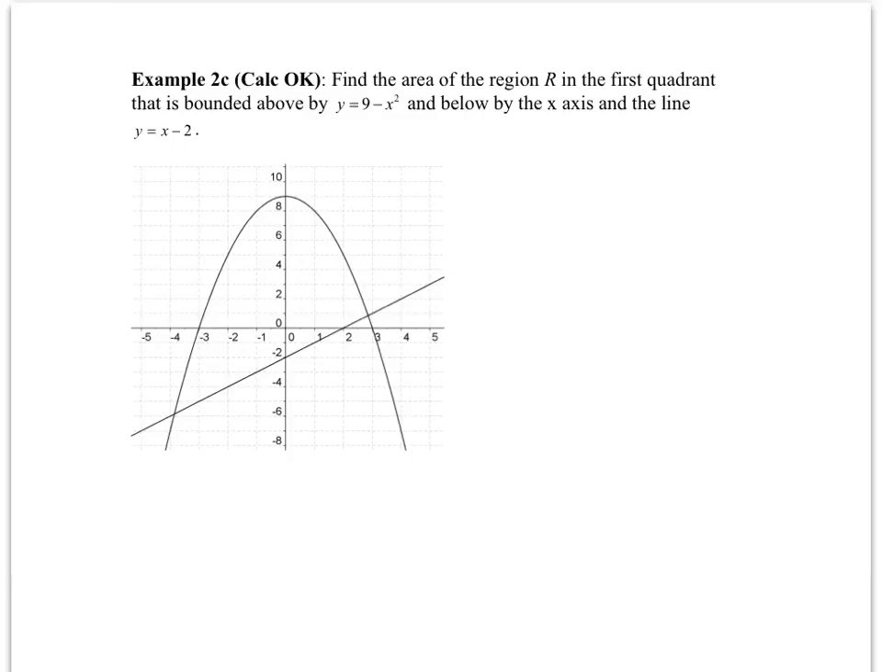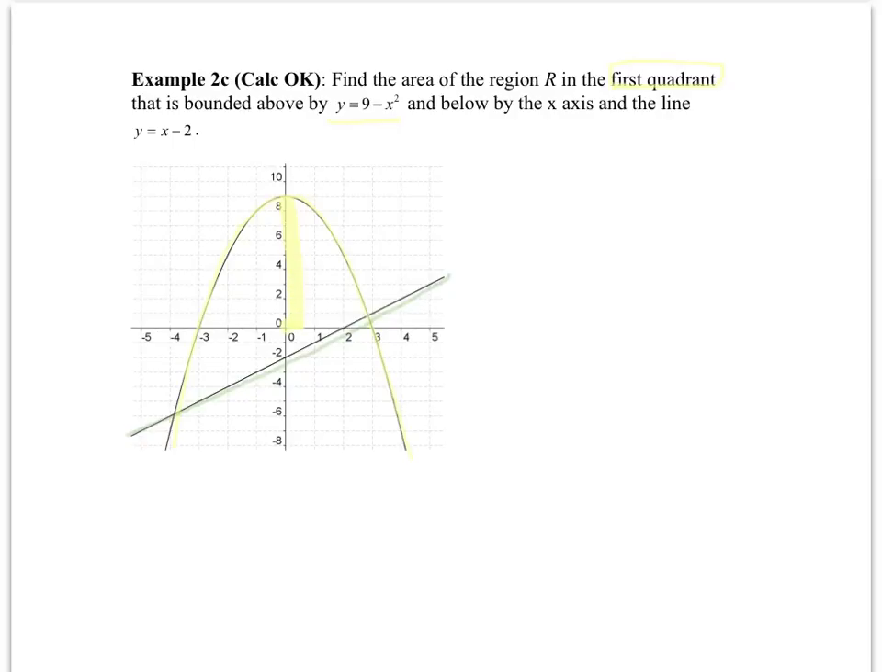Okie dokie. For this last example, we're going to find the area of the region R in the first quadrant. That's kind of an important word because it's going to limit where we're looking at. Okay? It's bounded above by y equals 9 minus x squared. That's this guy. And it's bounded below by the line y equals x minus 2. Okay, so I'm going to go ahead and shade the region that we're talking about here. That's going to be this region right here.